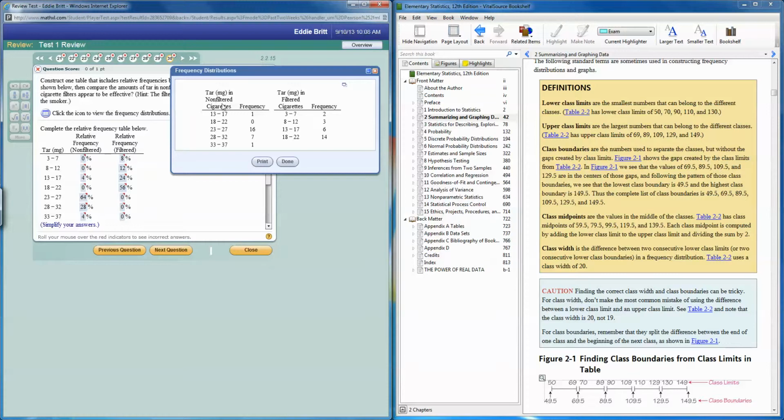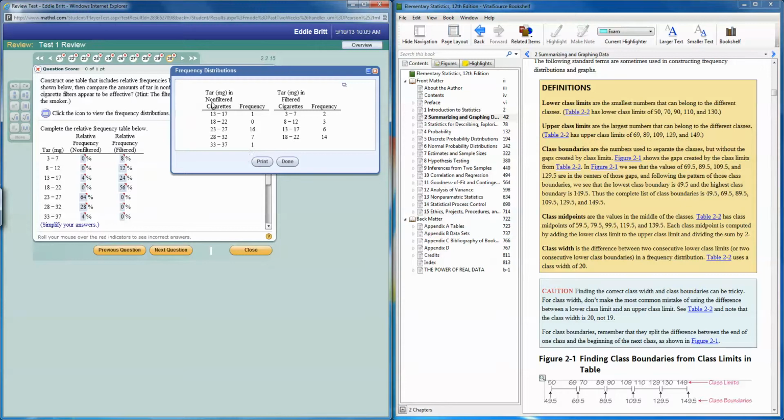You can see that the non-filtered cigarettes, their tar does start at 13 to 17, so anything before that is going to be 0% for the non-filtered cigarettes. And if you look right here, non-filtered, 3 to 7, there's no 3 to 7 with non-filtered, so it's 0. 8 to 12, 0 again, because that's less than 13. Now, when you get 13 to 17, you can see there's 1.